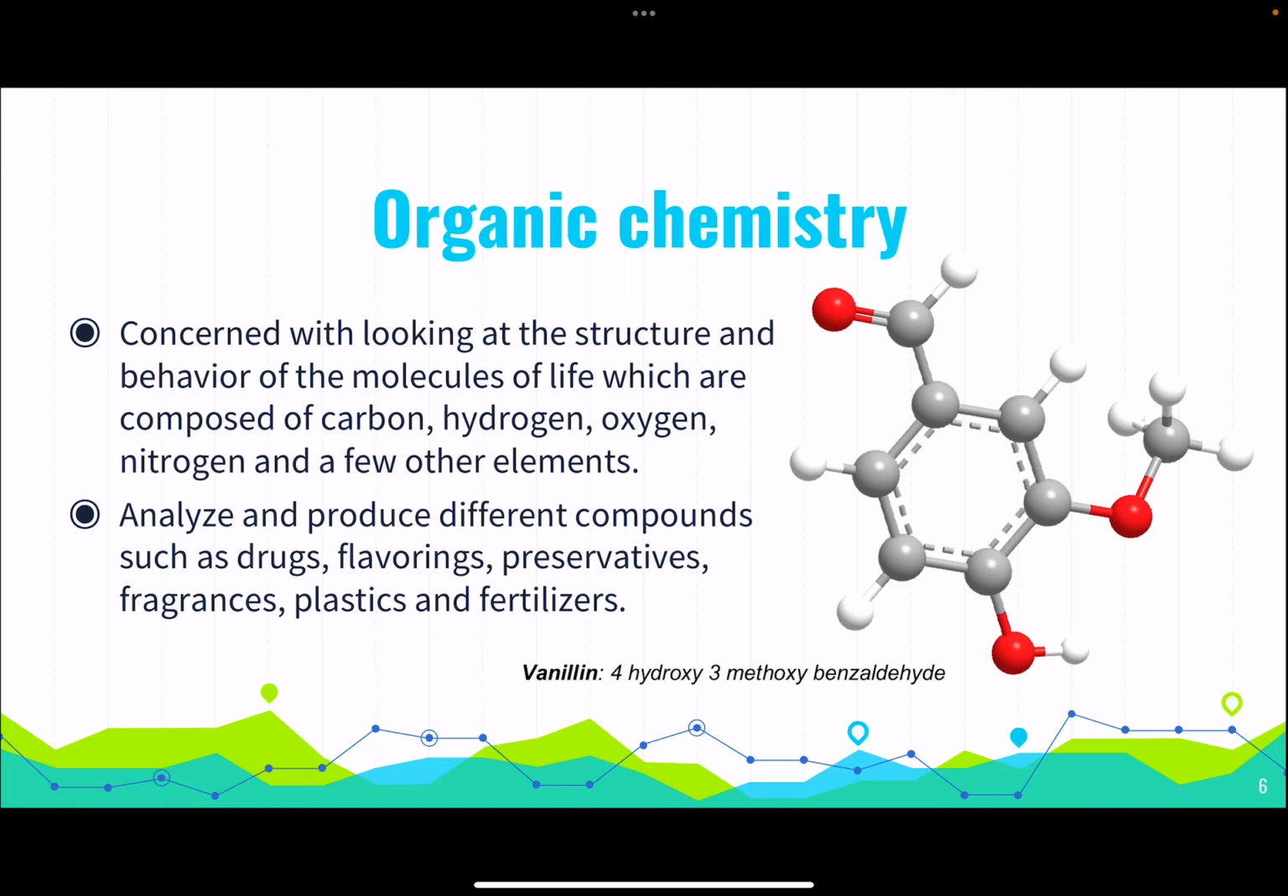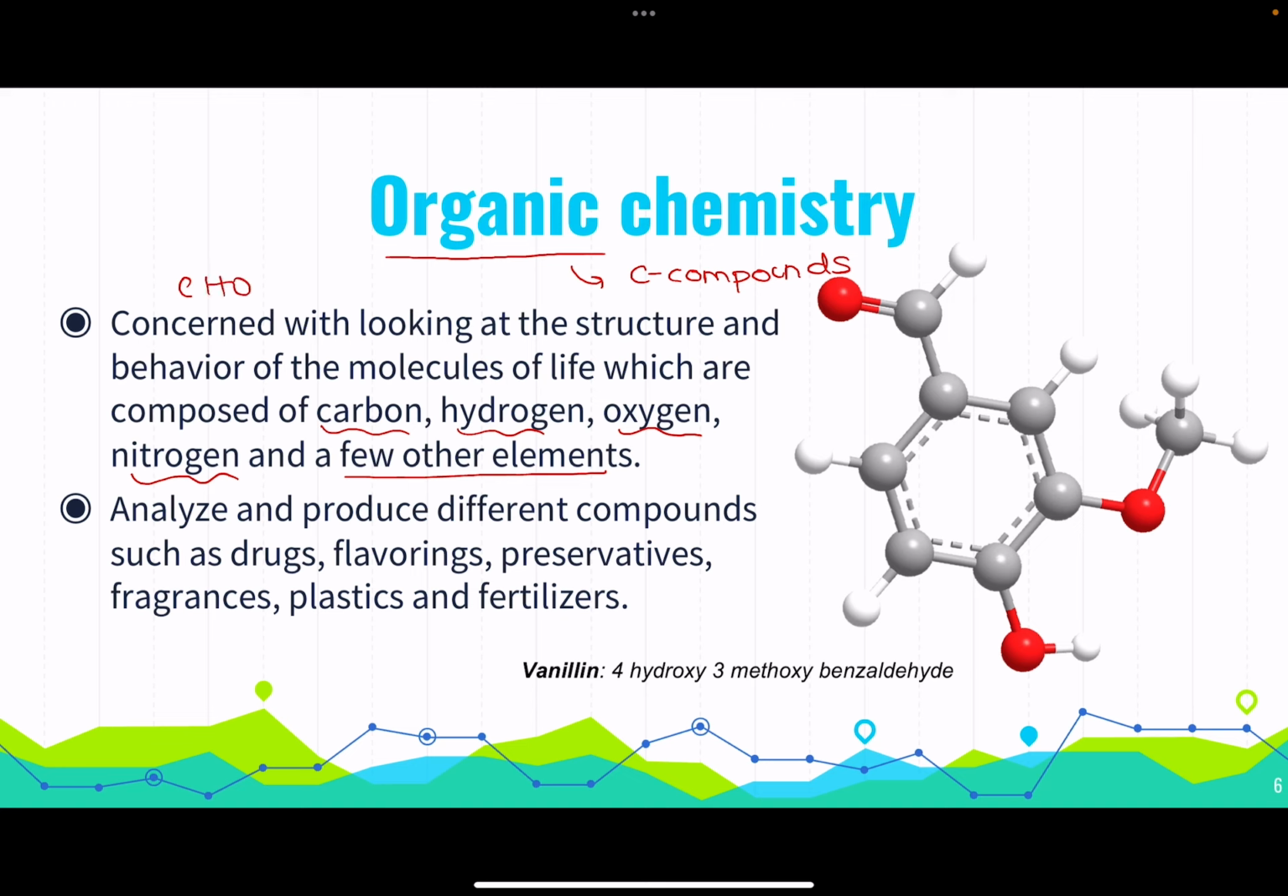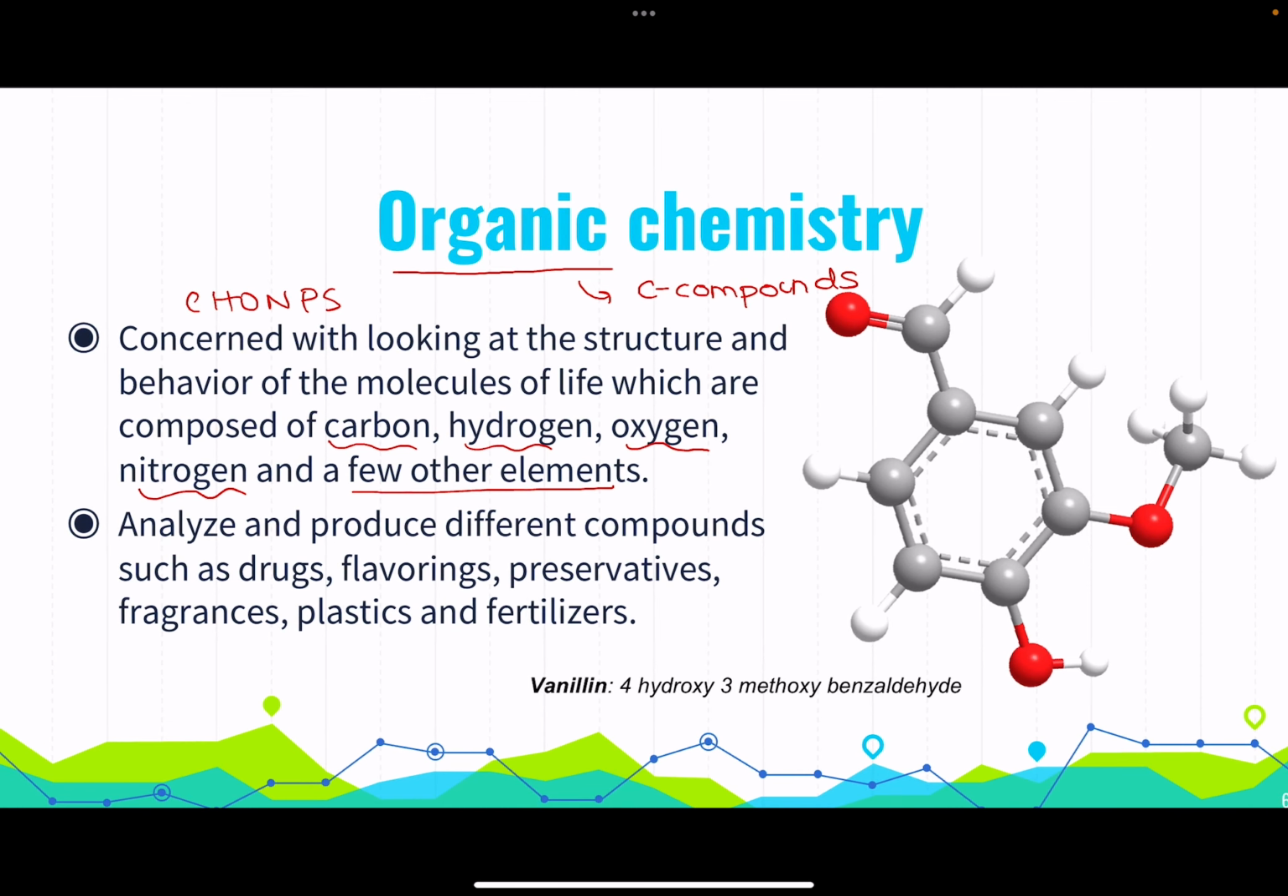On the other hand, we have organic chemistry. So if inorganic chemistry dealt with elements that are not carbon, organic chemistry deals with all carbon compounds. It's concerned with looking at the structure and behavior of the molecules of life, which are composed of carbon, hydrogen, oxygen, nitrogen, and some other elements. So usually this is the definition that we learn: carbon, hydrogen, oxygen, nitrogen, phosphorus, and sulfur. It says it analyzes and produces different compounds such as drugs, flavorings, preservatives, fragrances, plastics, and fertilizers.